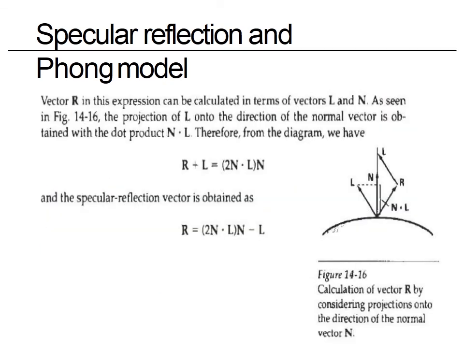Vector R in this expression can be calculated in terms of vectors L and N as seen in figure 14-16. The projection of L onto the direction of the normal vector is obtained with the dot product N·L. Therefore, from the diagram, we have R + L = 2(N·L)N, so the specular reflection vector is obtained as R = 2(N·L)N − L.